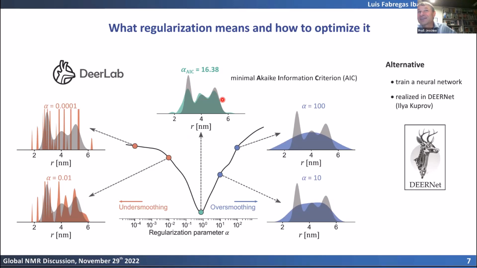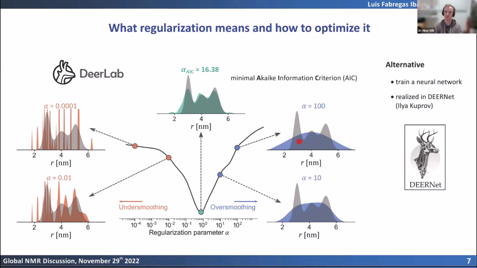And this is one point where the DEER-net is better. The DEER-net is not really regularization. In such a case, the DEER-net can find a narrow peak and then a broad distribution. But there are other problems that you have with the DEER-net. That's why we always recommend to try both of them.